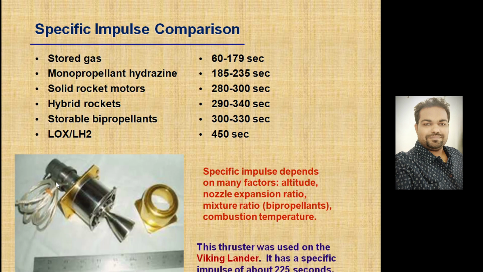So this is one famous example of a rocket thruster, and this was used in the Viking lander. It has a specific impulse of about 225 seconds. This Viking lander comes from the Viking program launched by NASA on 28th August 1975. This Viking project found a place in history when it became the first US mission to land a spacecraft safely on the surface of Mars and return images of the surface.